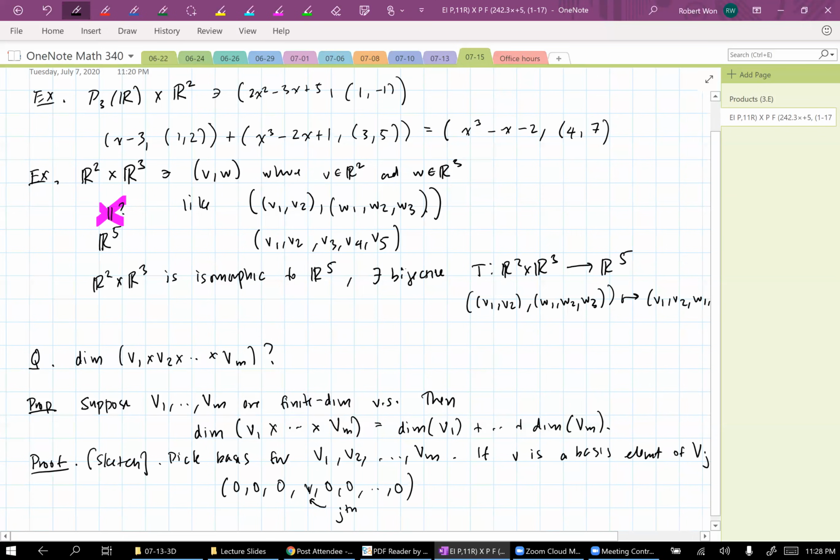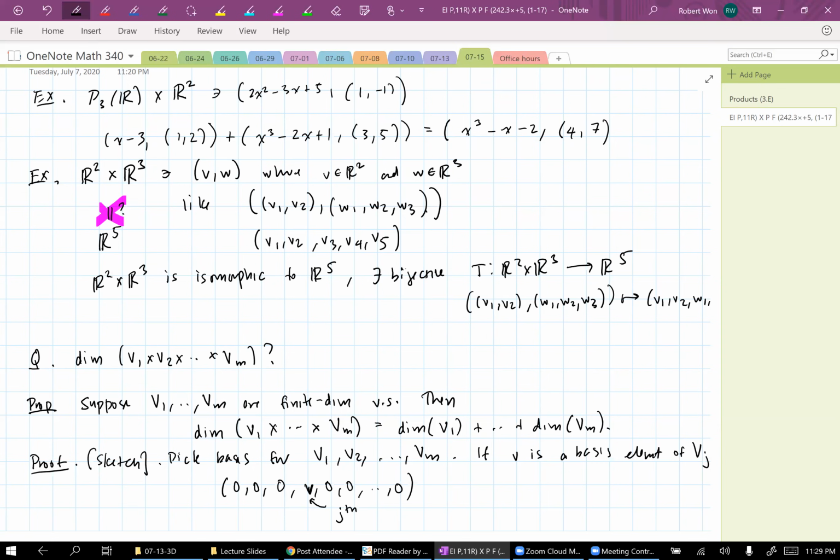So you just check that. Now you take all possible vectors. You have a basis for each of these spaces. You just stick the basis element in the correct slot and you put zeros everywhere else. So you've got a whole big collection of vectors. You check that this set is linearly independent and spans the product.